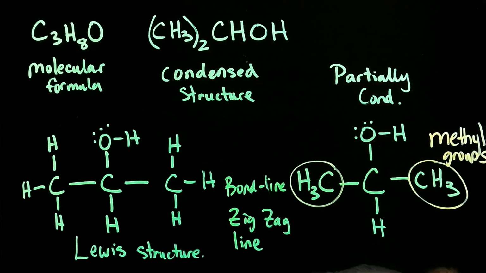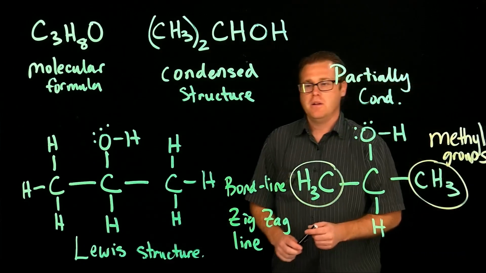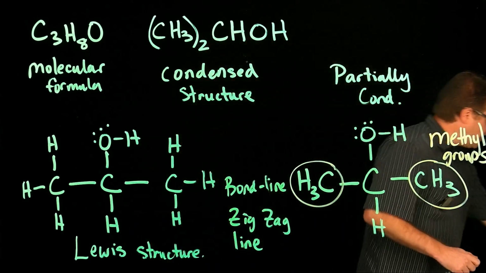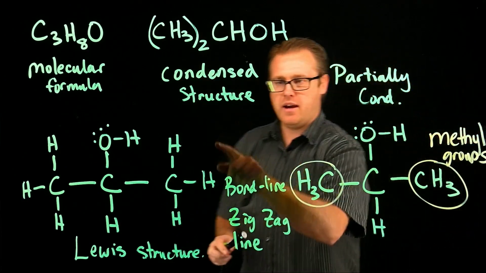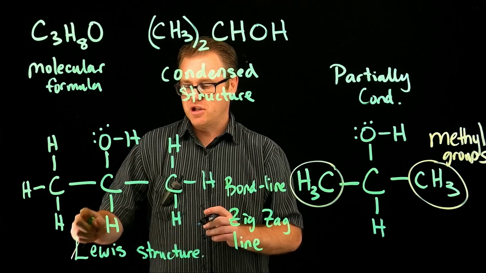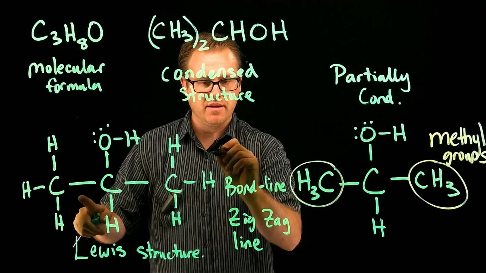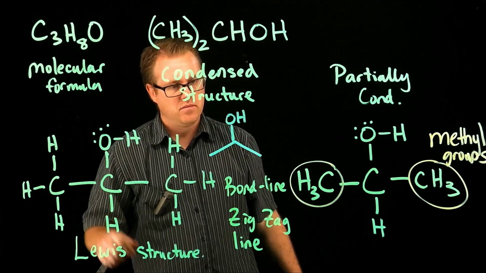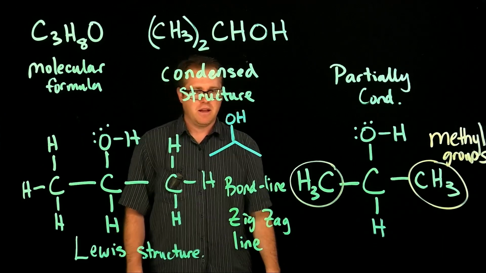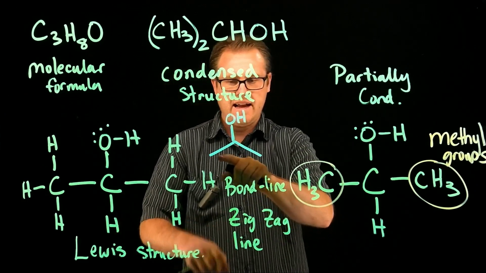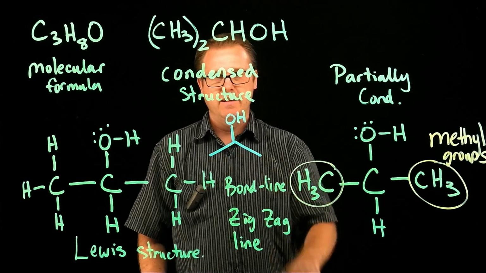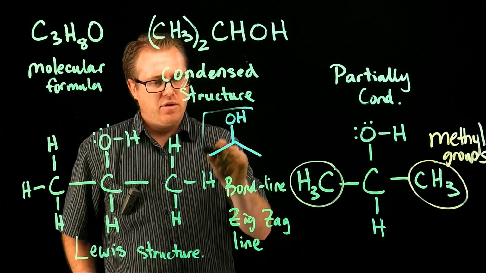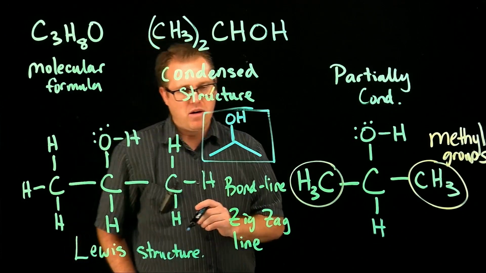And the bond line structure for isopropyl alcohol looks like this. I'll draw it in a different color and put it right here. You can see where the name zigzag comes from, it's just boom, boom. It's zigzagging. So that is another way to represent isopropyl alcohol.